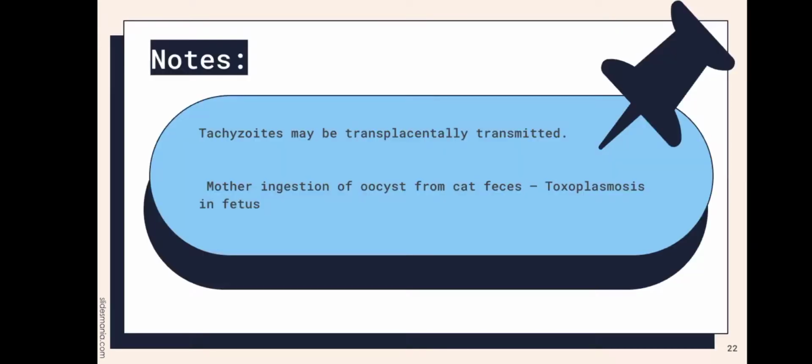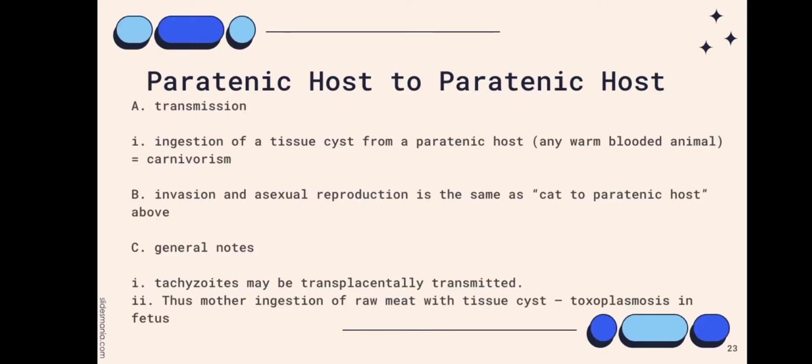paratenic host. General notes: tachyzoites may be transplacentally transmitted. Thus, mother's ingestion of oocysts from cat feces can cause toxoplasmosis in the fetus.